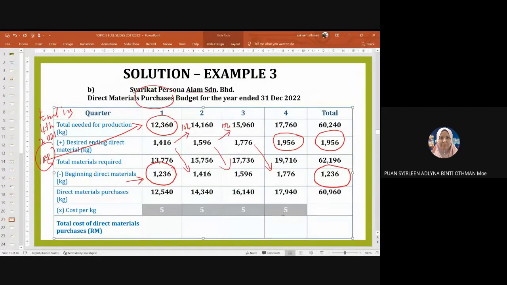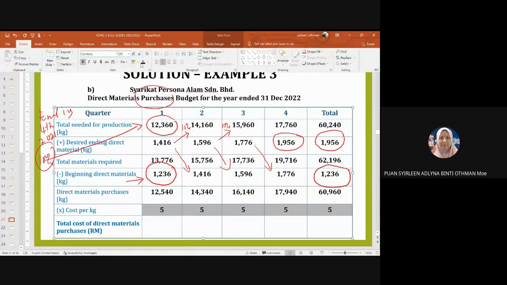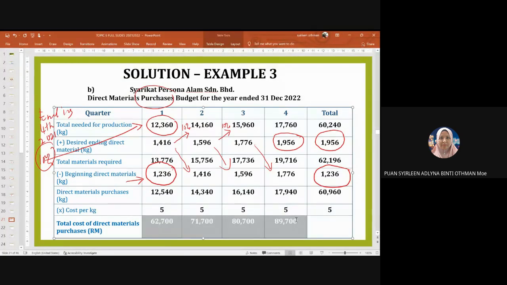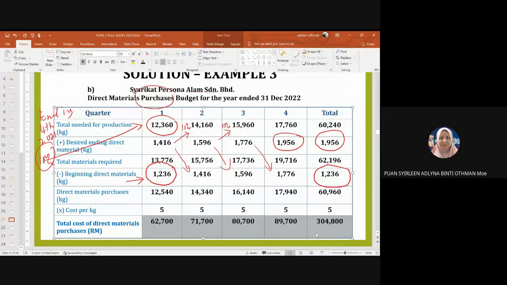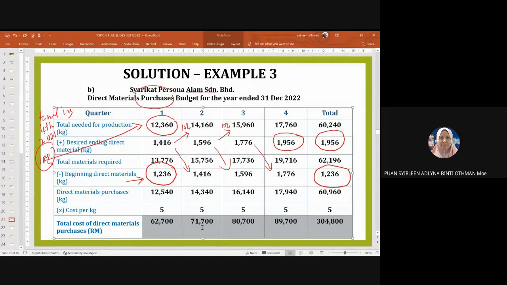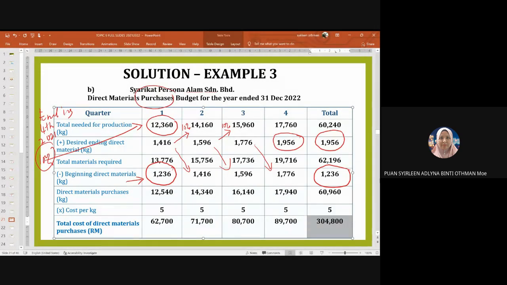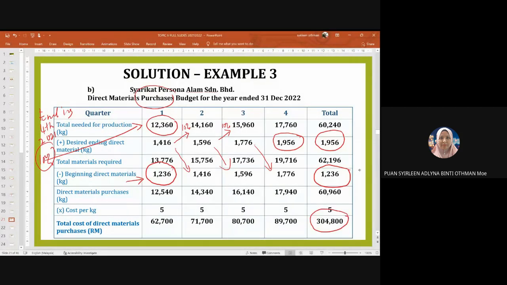So kita tahu 1 kg is RM5. So we'll multiply with 5. So kita tahu the total needed to purchase the direct material is respective quarters ni. So bila kita dah add up to the total for 2022, kita kena buat purchase for raw materials or direct materials with a total of 304,800 ringgit. Okay, alright.